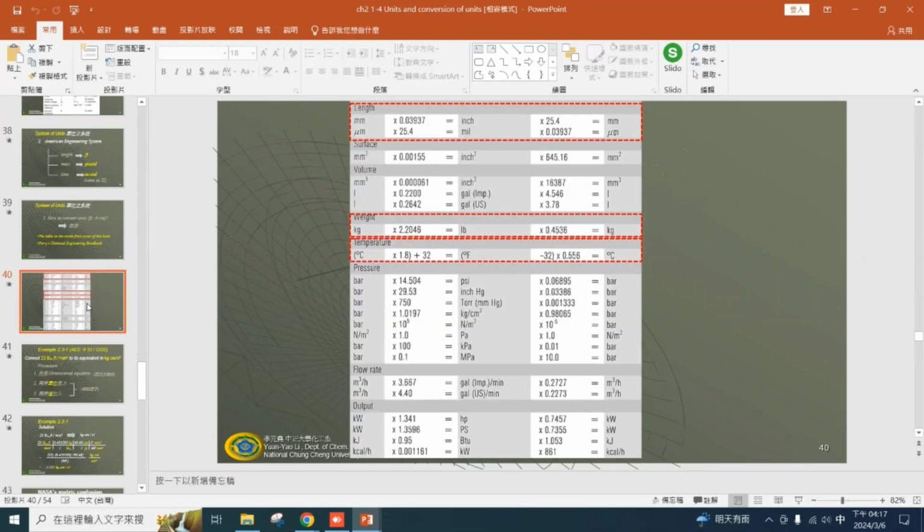Here you have the American engineering system and the SI system. How do you do the conversion? Of course, we call it the conversion factor. These are some basic knowledge you need to know. First of all is the length: you need to know the conversion from centimeter to inch. And what's the kilogram to pound? And what's the Celsius to Fahrenheit?